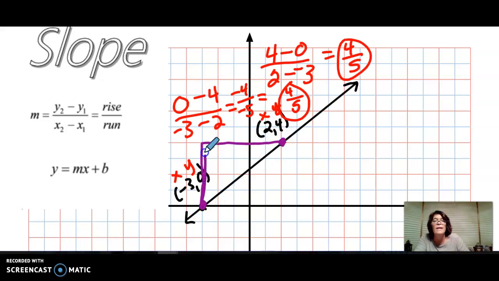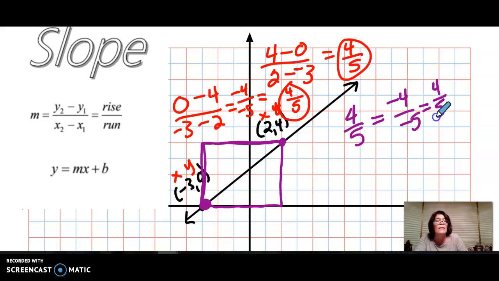How much do I rise compared to how much I run? Another way to think of it is I go down 4 and to the left 5. That'll get me to a point, okay? If I have a positive 4/5 slope, I can either go up and to the right or down and to the left, because a negative over a negative is positive. Okay?